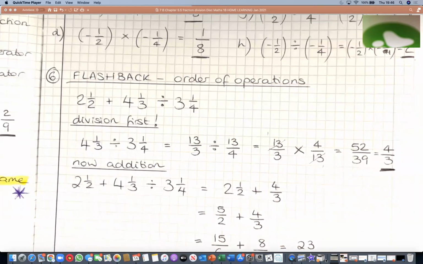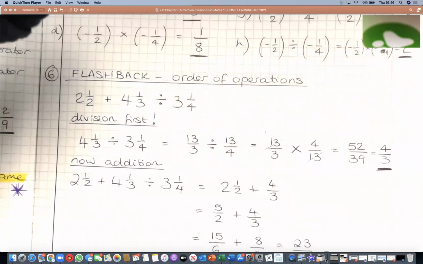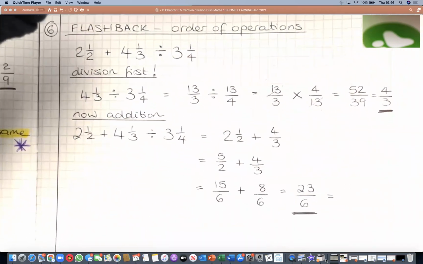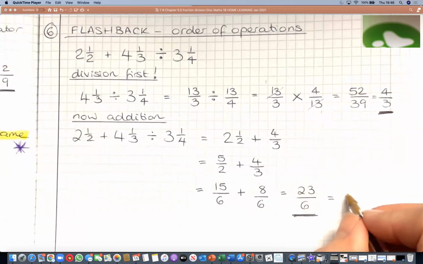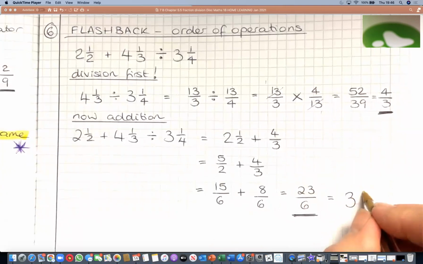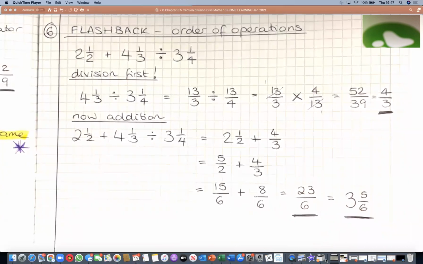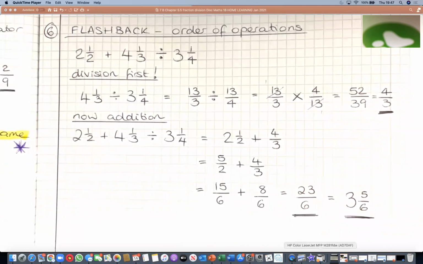I can leave that as an improper fraction if I want. The question hasn't asked me whether or not to leave it as an improper fraction or convert it back. But just for completeness, I'm going to say that 6 goes into 23 3 times with 5 remainder. So my final solution is 3 5/6.